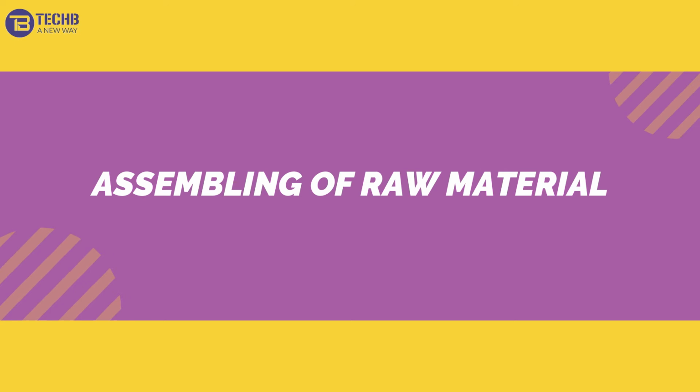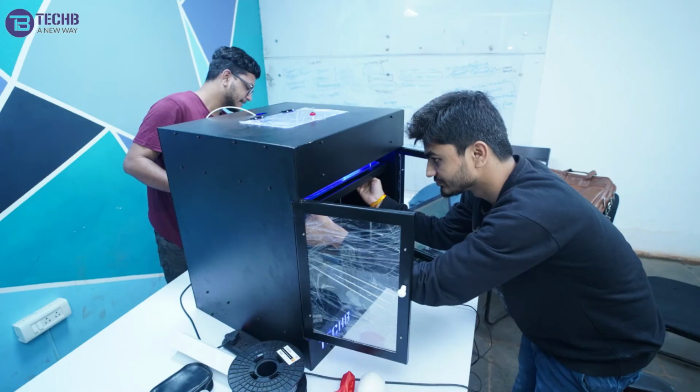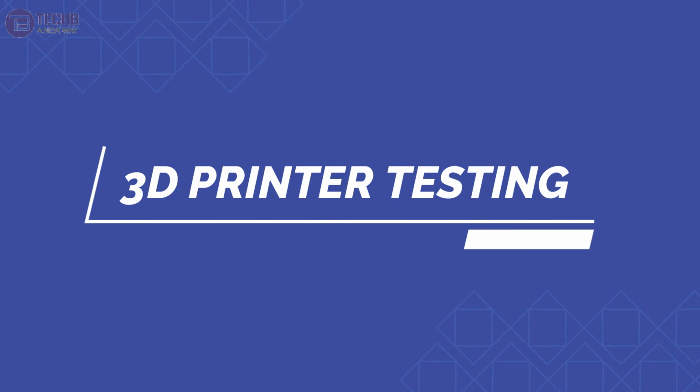Now we will carry forward to the process of assembling. As we all know, we have 7 or 8 kinds of printers which are manufactured in our organization. Now the fourth process is to assemble all the raw material into a finished product. So the fifth and final but not the least is 3D printer testing.